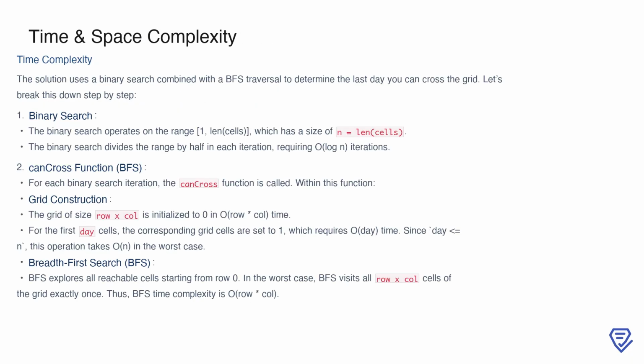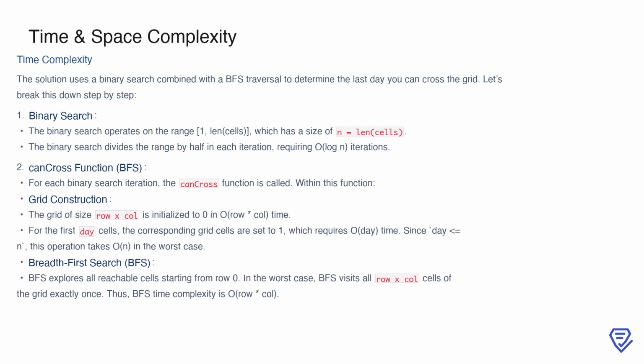Here, we explore the time complexity of the solution, which combines binary search with a BFS traversal. The binary search operates on a range from 1 to the length of the cell's array, splitting this range in half during each iteration. This results in O(log n) iterations. For each iteration, the canCross function is invoked.